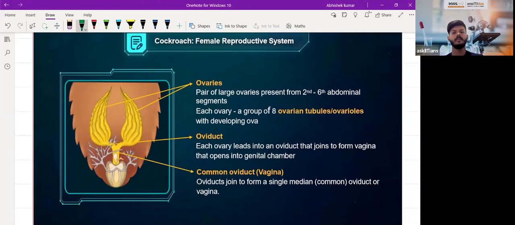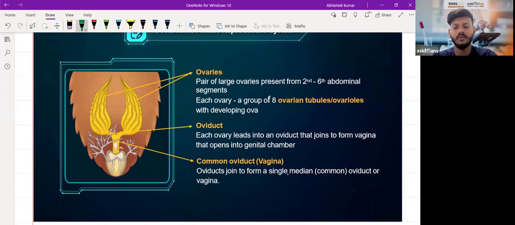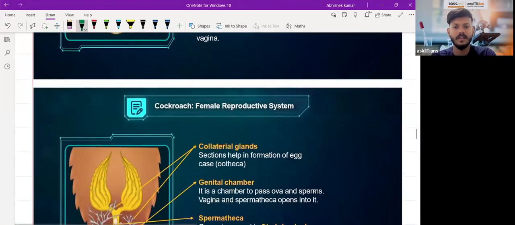So this is a diagram of the female reproductive system, where you can see a pair of large ovaries present in the second to sixth abdominal segments, and each ovary has a group of 8 ovarian tubules with developing ova and an oviduct. Each ovary leads into an oviduct, and these join to form a common oviduct or vagina, which opens into a genital chamber.